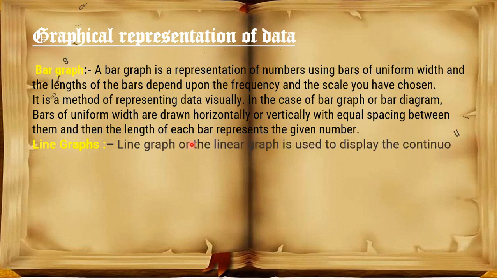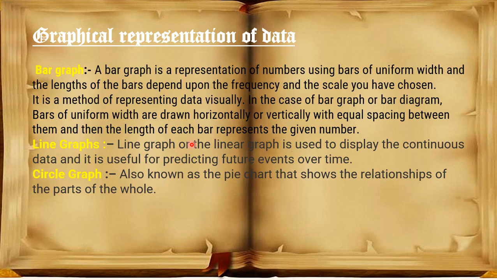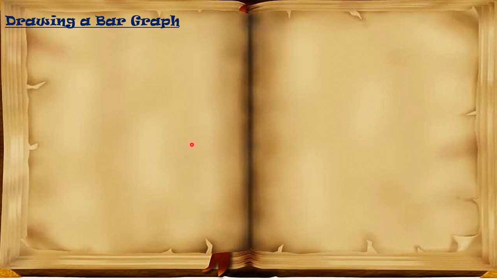And also in higher classes we will learn about line graphs, that is the linear graph. A line graph is used to display continuous data, and it is useful for predicting future events over a time period. The circle graph, also known as the pie graph, shows the relation between the part and the whole.